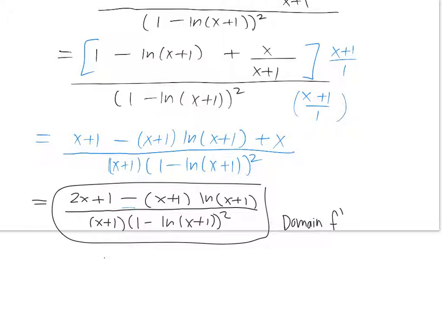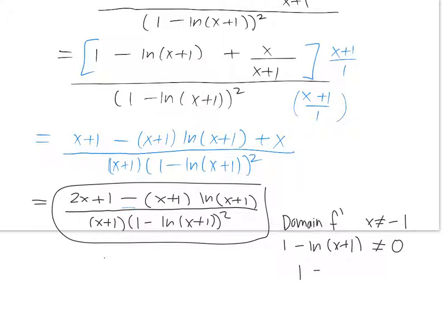Are there any super obvious things you have to leave out with the domain of f prime? x can't be negative 1. I took care of the first factor. Now, does it also make sense that 1 minus ln of x plus 1 is going to have to be not equal to 0 as well? Does that make sense?